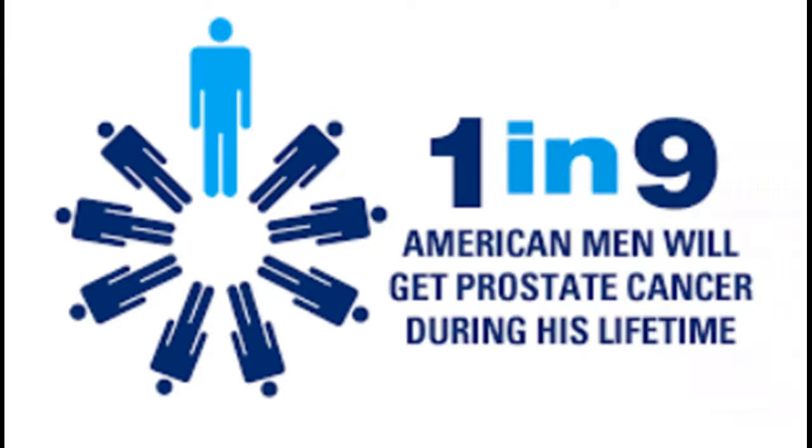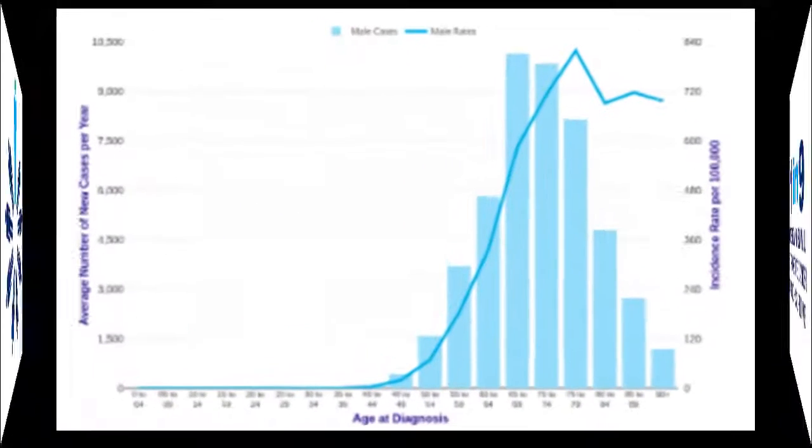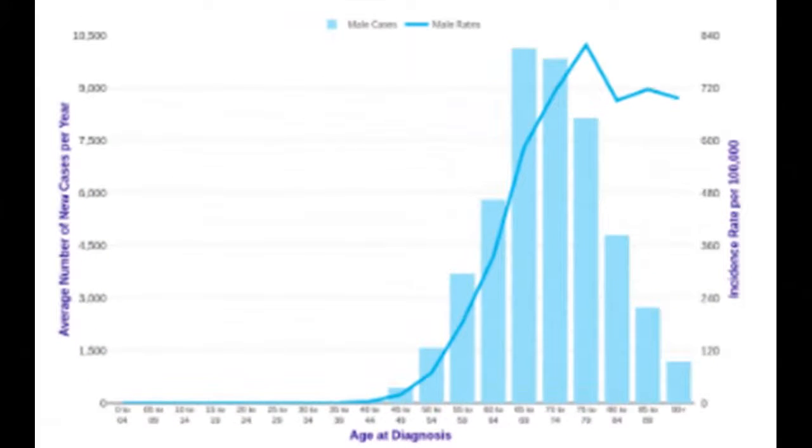1 in 9 men will get prostate cancer in their lifetime. Also, 6 in 10 prostate cancer patients are 65 or older. Prostate cancer is rare in men under 40. The average age of diagnosis is 66, and prostate cancer is the second most common cancer in the United States.